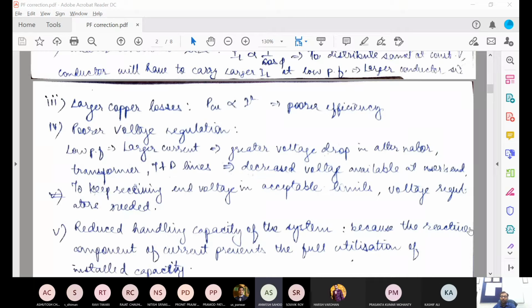Sir, please explain the last point, sir. Yes, Anvesh. What's the confusion? The last point, sir. Reduced handling capacity for use. Yeah, reduced carrying capacity. Why?